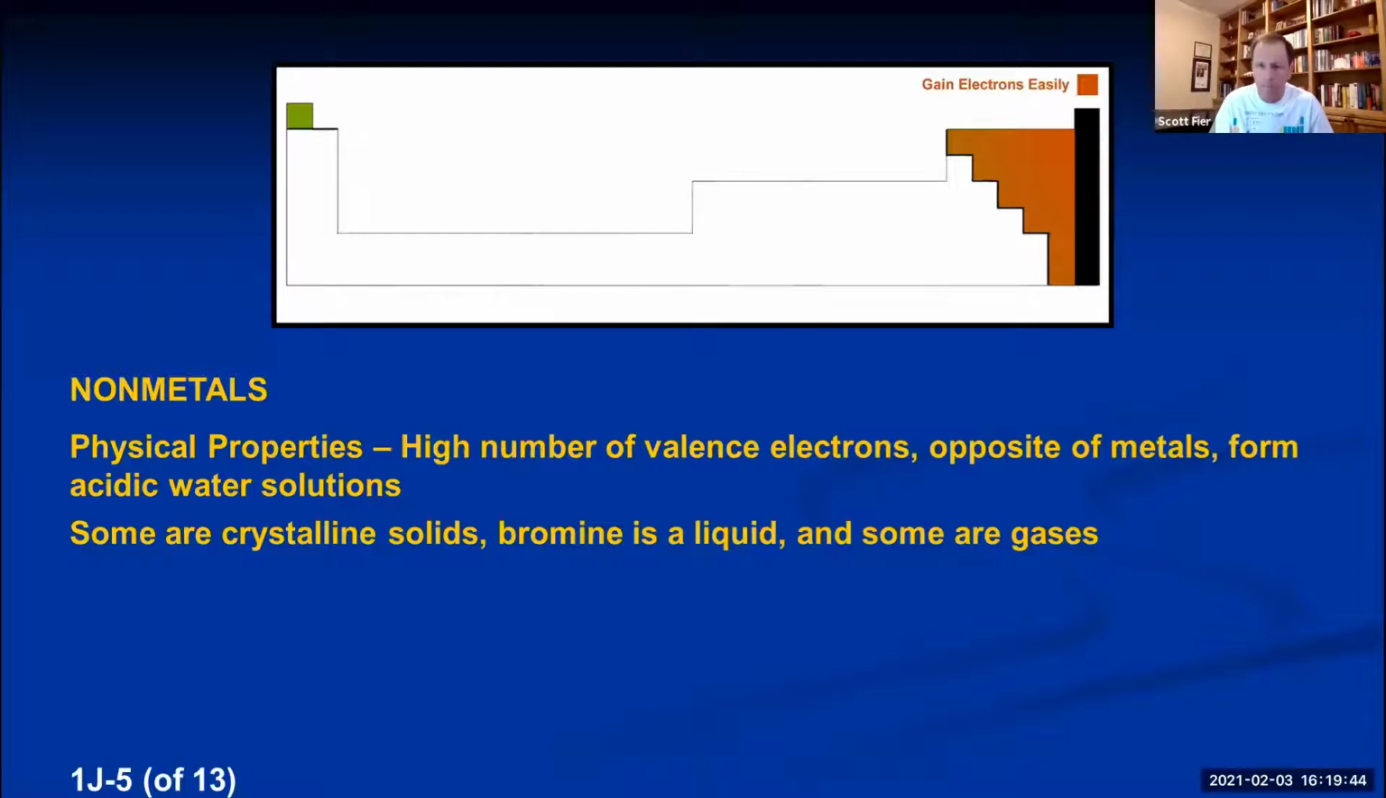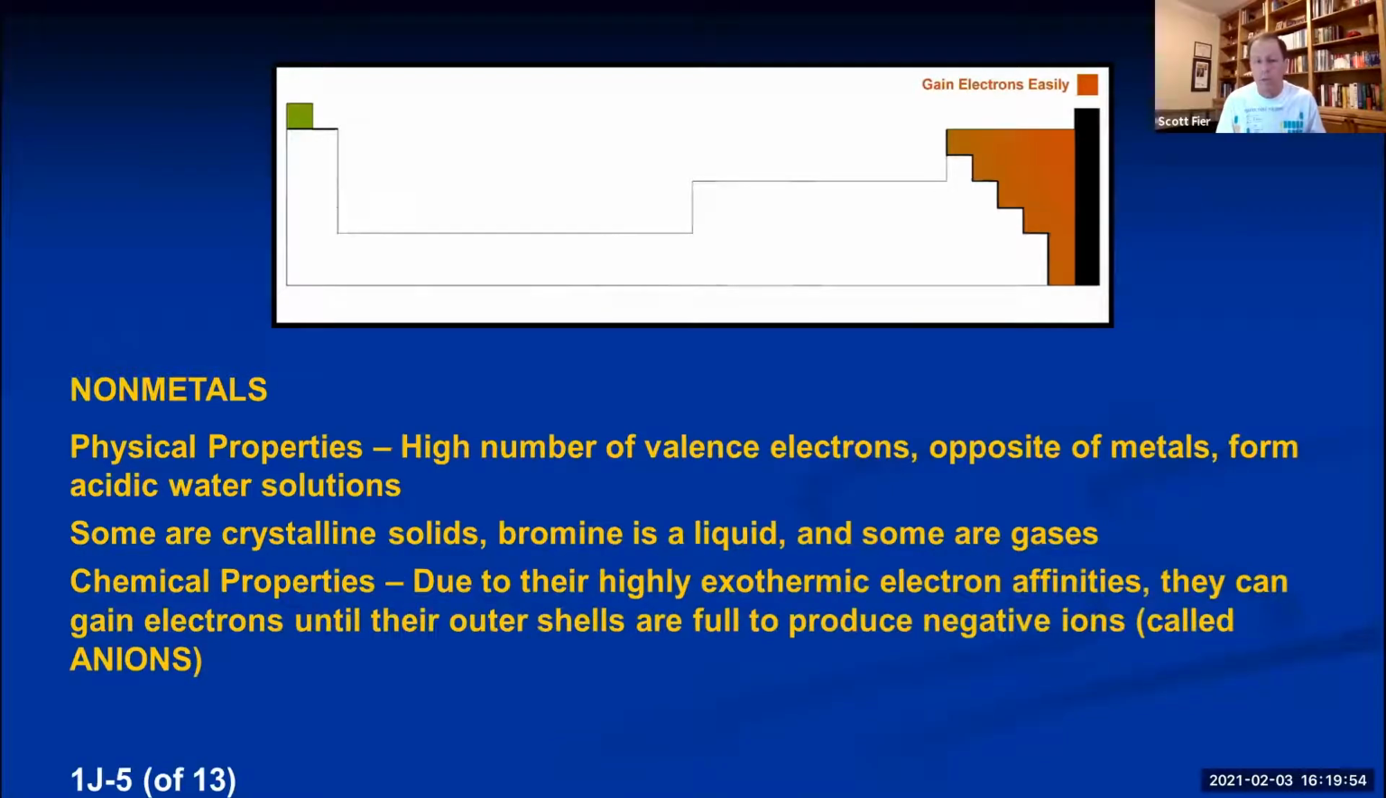But chemically I can, because they gain electrons easily when they undergo chemical reactions. They gain electrons from atoms of other elements, and they form negative ions. So the chemical property of the nonmetals is that, due to their high exothermic electron affinities, they gain electrons easily, and they keep gaining them until their outer shell is full, and that produces negative ions that we call anions. I'm sure Ms. Quigley would appreciate this, so I wrote this specifically. They keep gaining electrons until their outer shell is full.